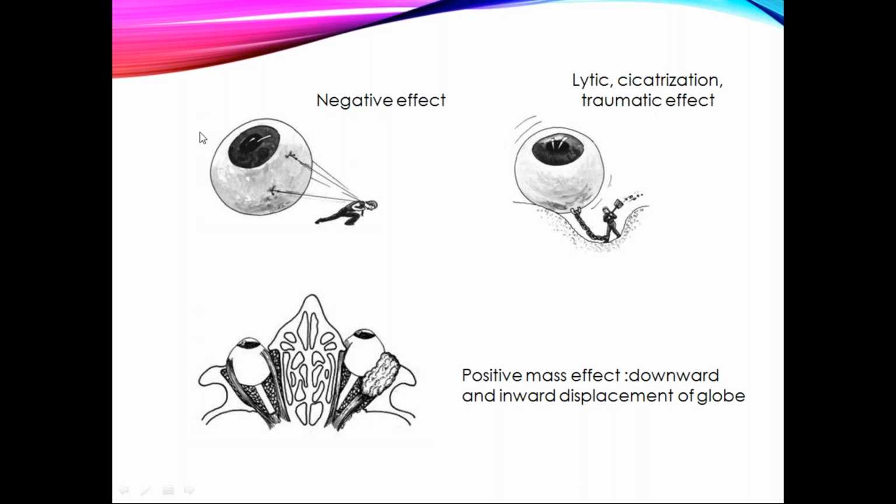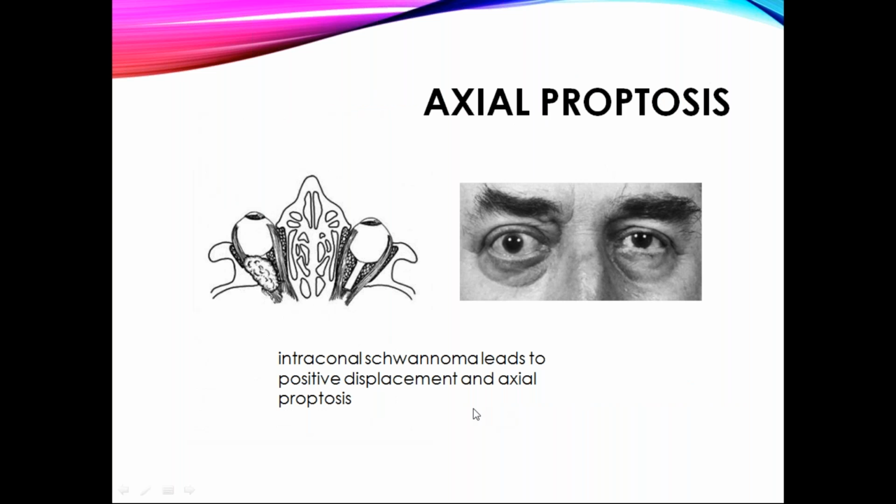So these are different effects on the eyeball. The eyeball can actually shrink inside, but that is not called proptosis, that is enophthalmos. The surrounding bone can get damaged due to the lytic effect, or due to the neoplastic tumor, or due to trauma, or due to cicatrization. Anything can happen during the process of proptosis.